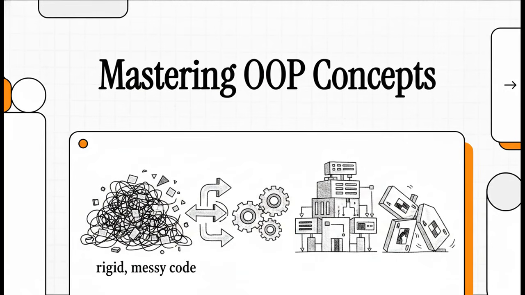Welcome to this explainer. Today, we're going to embark on a bit of a builder's journey. We're going to take a look at how to transform rigid, messy code into truly flexible, real-world software architecture. Seriously, if you've ever stared down a massive code base and wondered how the whole thing stays organized without just collapsing like a giant house of cards, well, you are in exactly the right place.